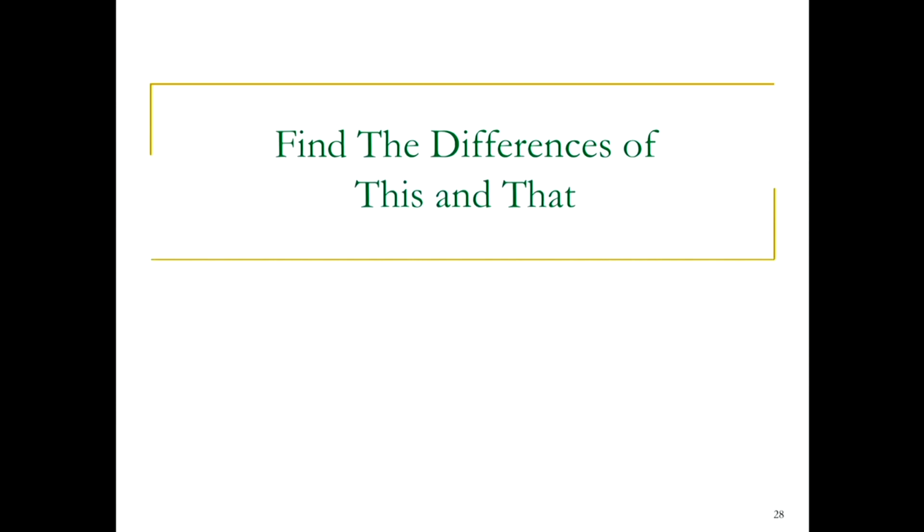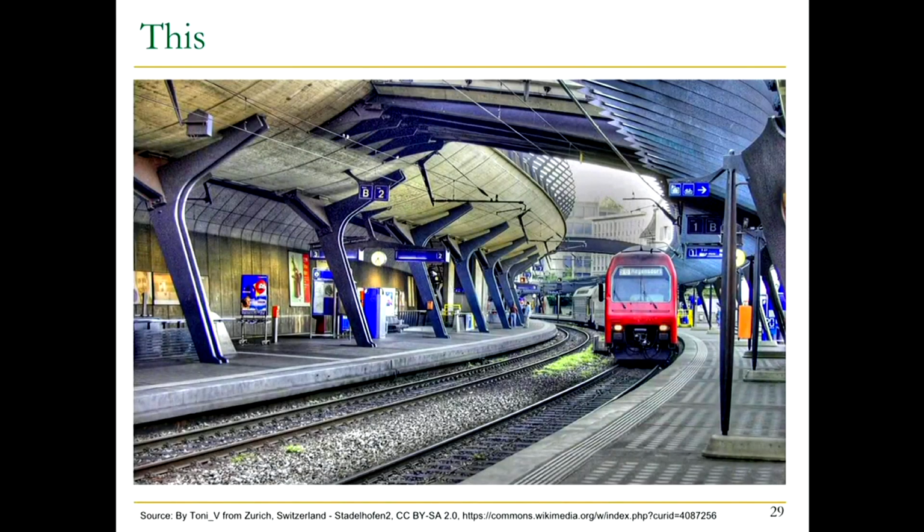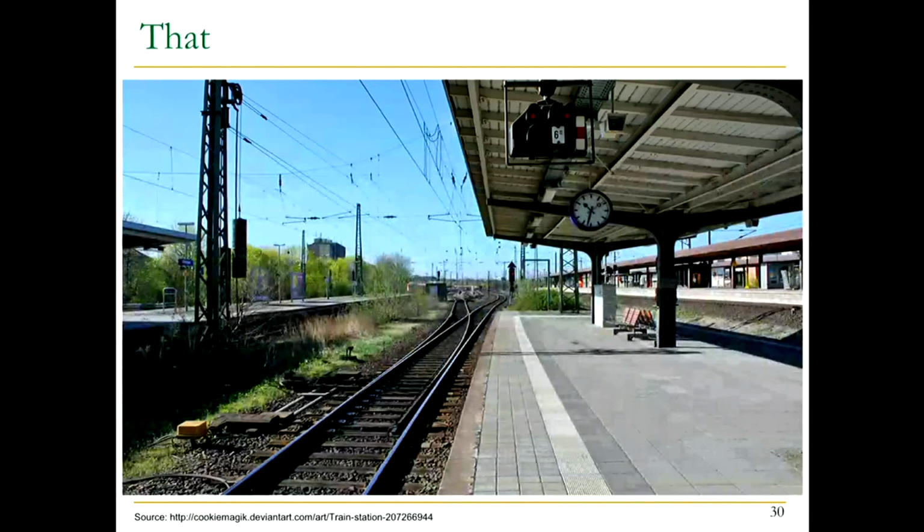I think this actually will go well with your comment earlier. I'll ask, find the differences of this and that. So of course, for this, I'll have to give you this and that. So this is this. You already figured out what this is. It's Bahnhof Stadelhofen. And this is that.